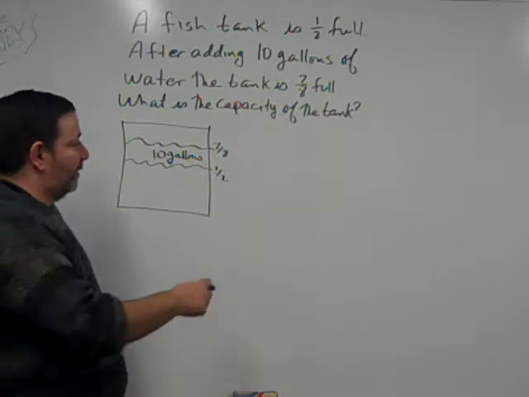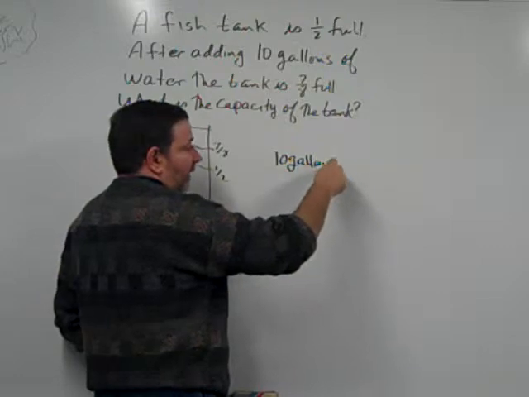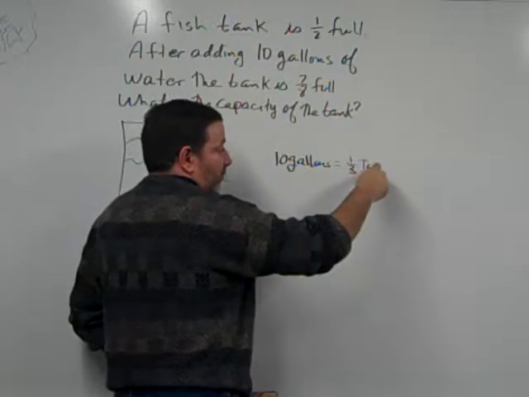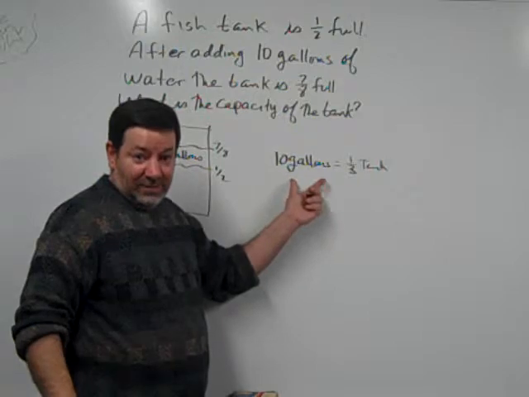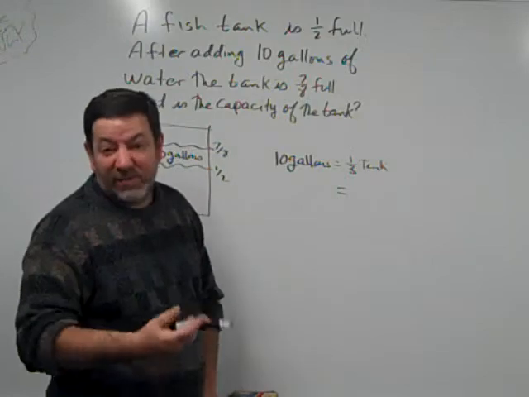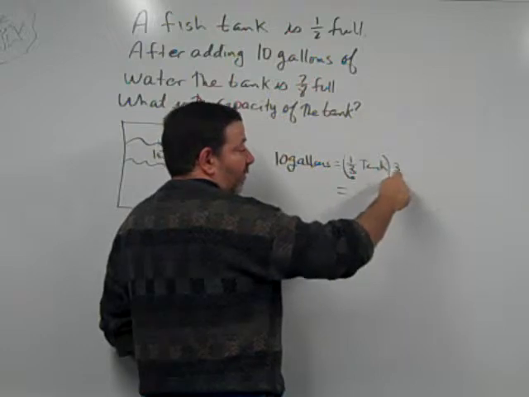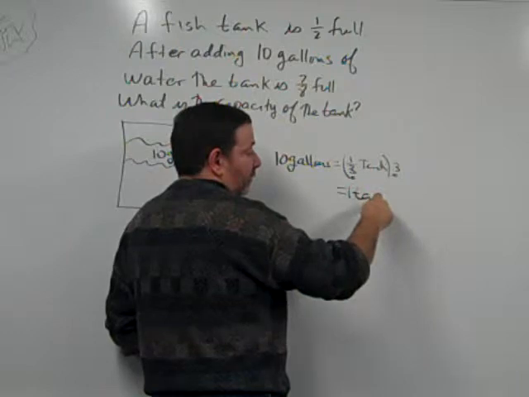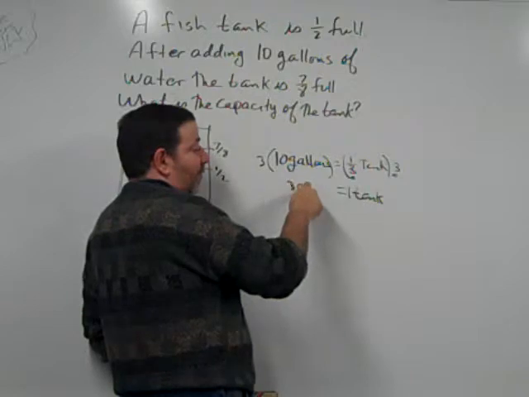Now, for example, if I knew, and I'm not saying this is true, but if I knew that 10 gallons was 1/3 of the tank, I multiply the left side and the right side by 3. Why? Because I don't want to know what 1/3 of a tank is. I want to know what one tank is. If I multiply this by 3, 1/3 times 3 is 1, times tank is 1 tank. Multiply the left side by 3, and I get 30 gallons.